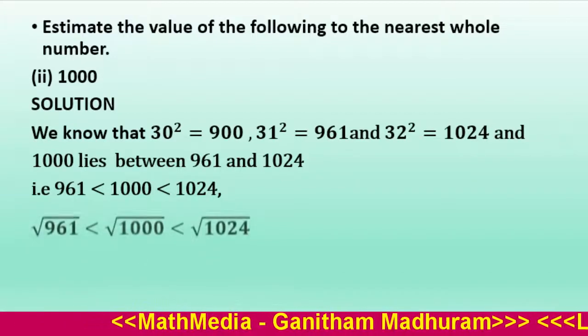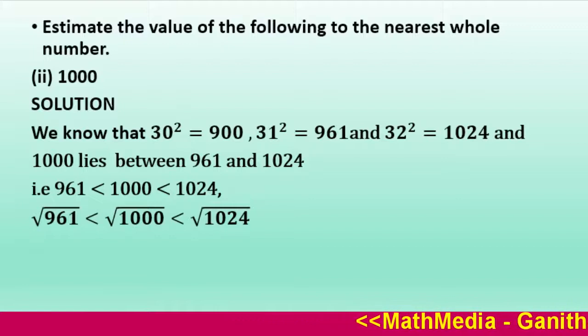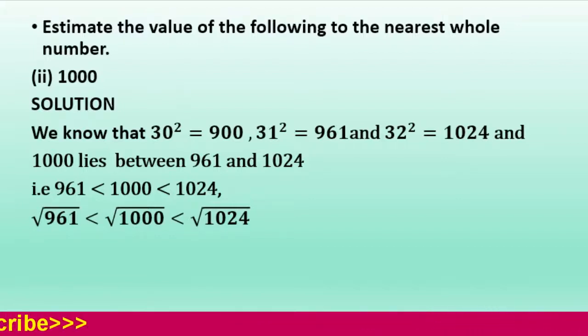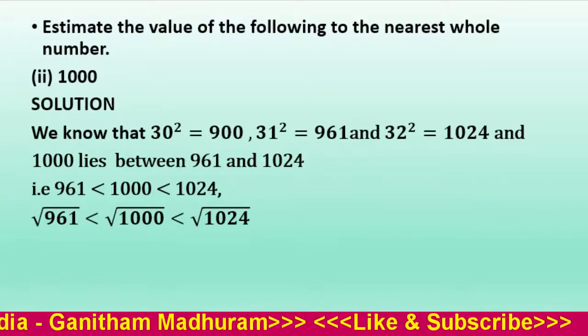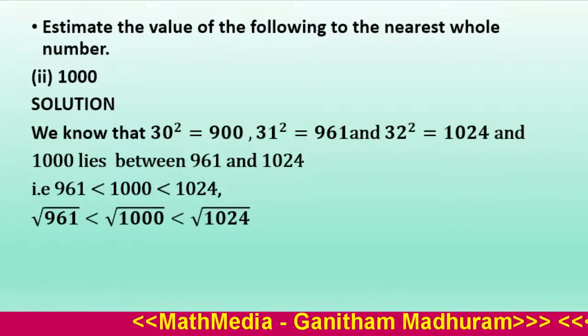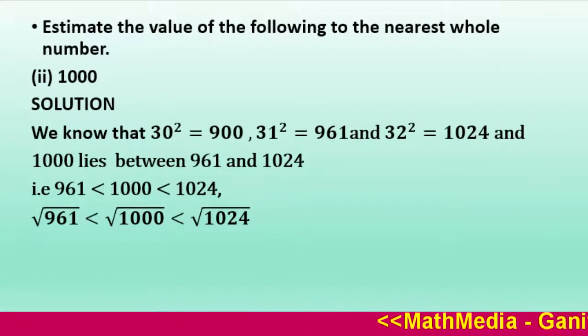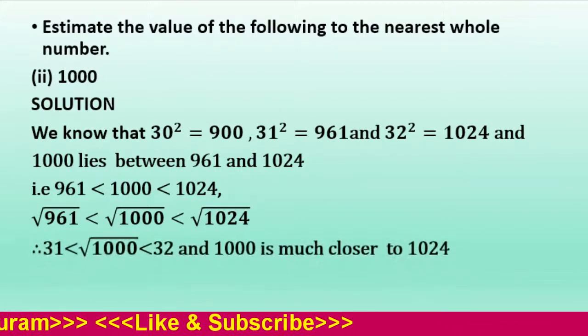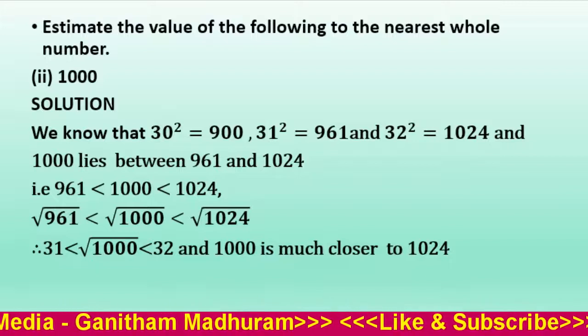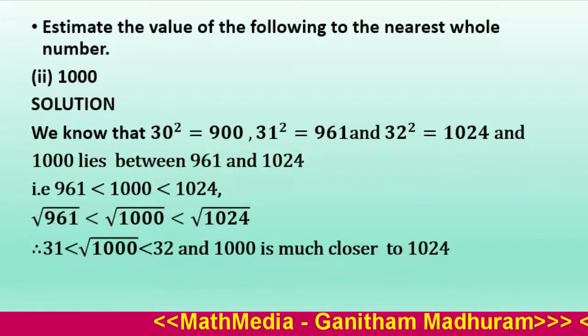1024. Taking the square root, we get square root of 961 less than square root of 1000 less than square root of 1024. Square root of 961 is 31. So we can write 31 less than square root of 1000 less than 32.